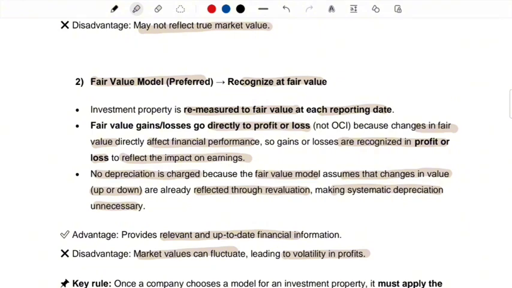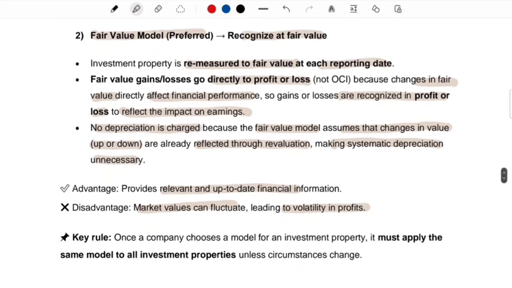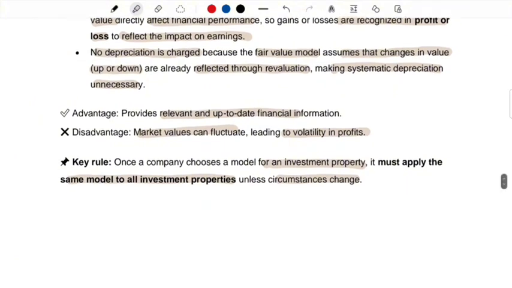So it leads to this kind of volatility in the profits, not leading to stability, just like the cost model provides. Once a company chooses a model for an investment property, it must apply the same model to all the investment properties unless circumstances change. So you cannot cherry pick the assets. If it's the cost model, all investment properties are going to follow the cost model. If it is the fair value model, all investment properties are going to follow the fair value model.